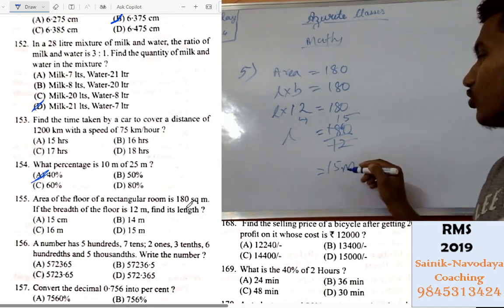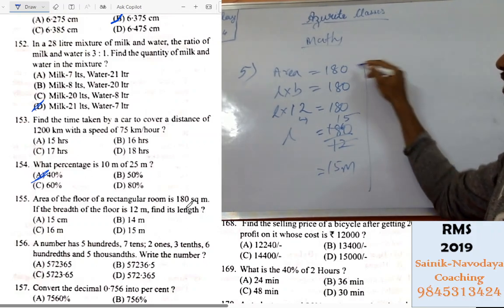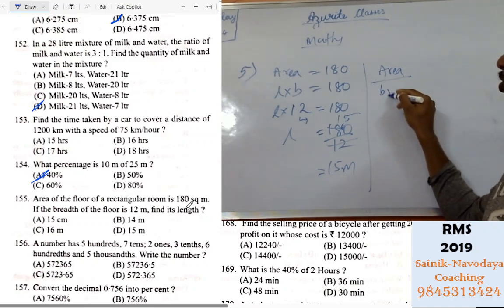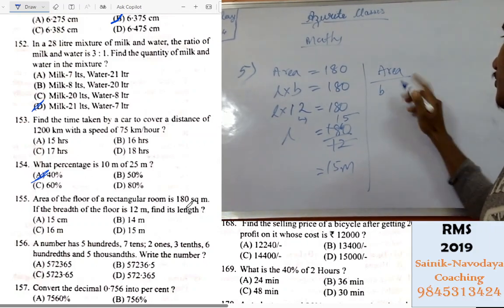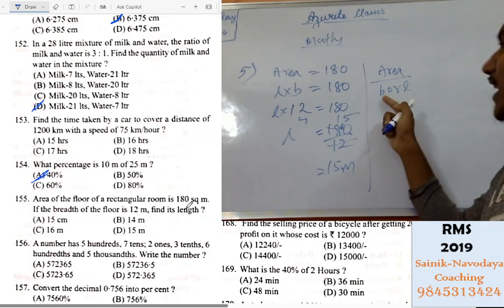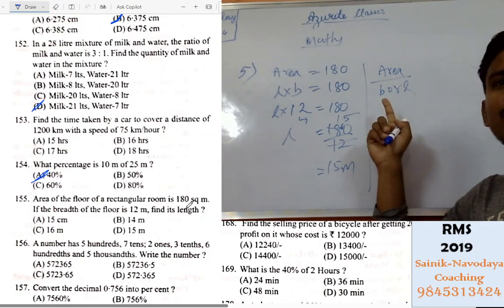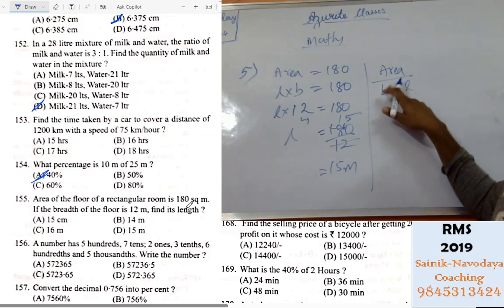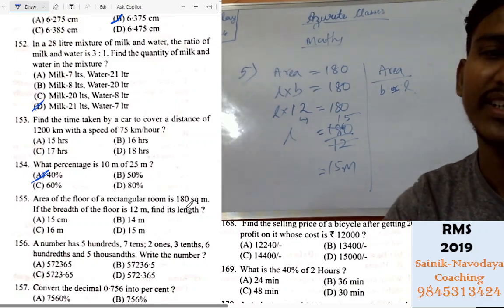15 meter. Or directly you should remember the shortcut, that is we just have to divide the area with breadth or length. If they give length, you should divide with breadth. If they give breadth, you should divide with length. So just divide it. Fine. Write it down.